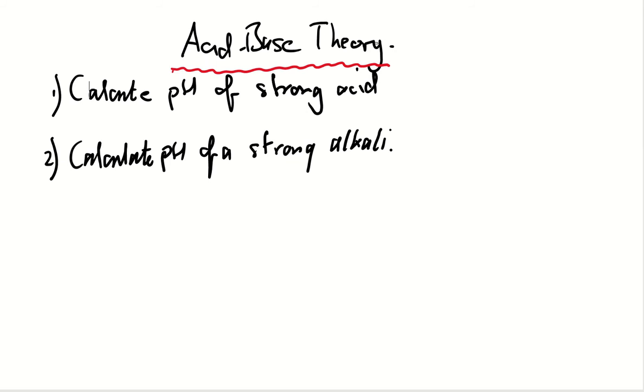Okay, so we're going to have a look at the very first lesson in your acid-base equilibrium or acid-base theory notes. This is to allow us to calculate the pH of two things. We're going to look at a strong acid and a strong alkali. In both cases, we're also going to be able to take the pH and use that to calculate the concentration of the original strong acid or strong alkali which it has come from.